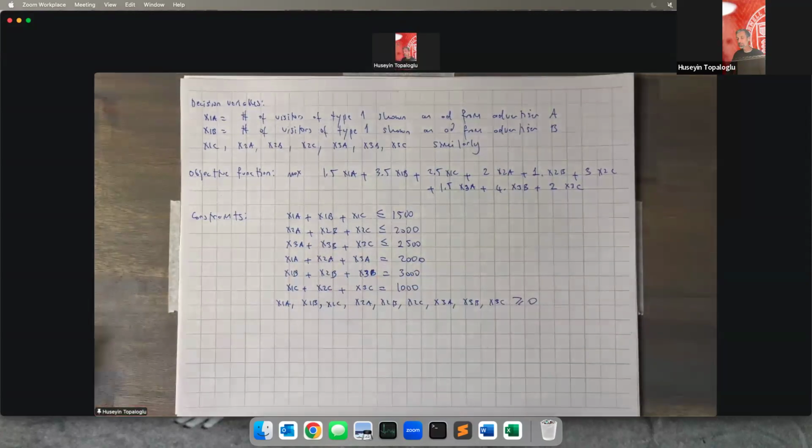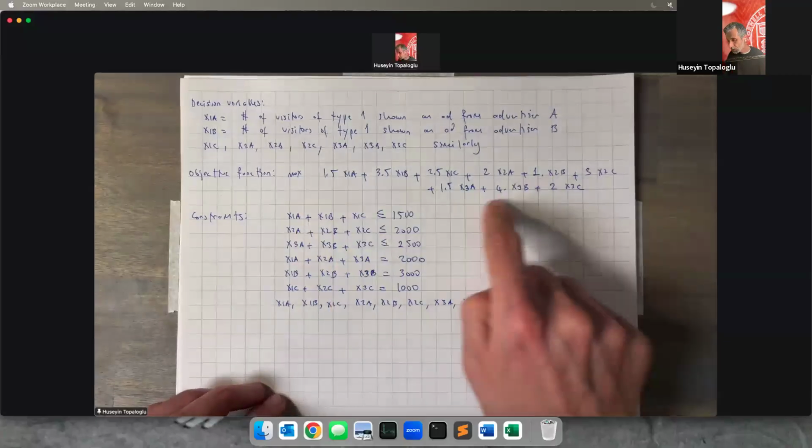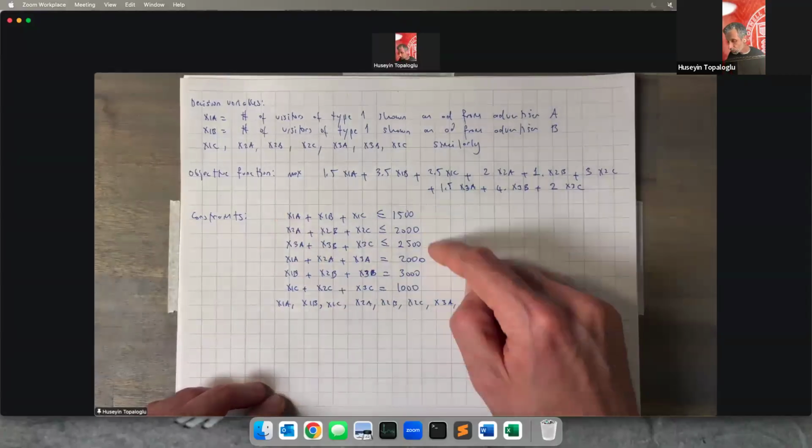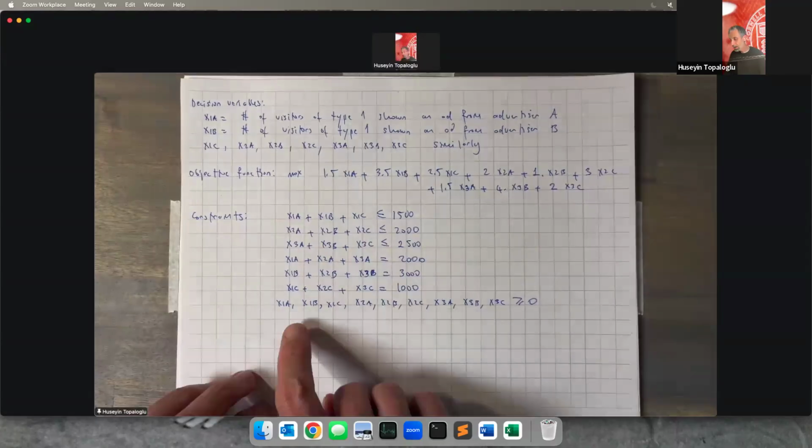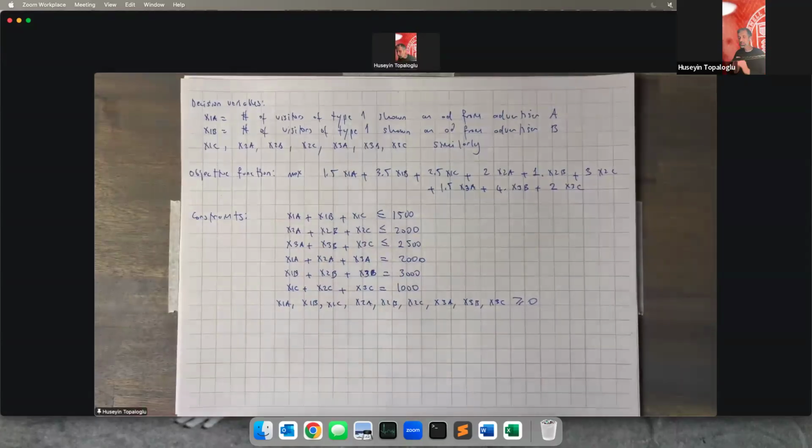Okay, so now the optimization problem is to maximize the objective function subject to these constraints. We have 6 of these constraints, and we also have non-negative constraints on our decision variables. Okay, good. So now let's input this. Let's solve this optimization problem by using Excel Solver.